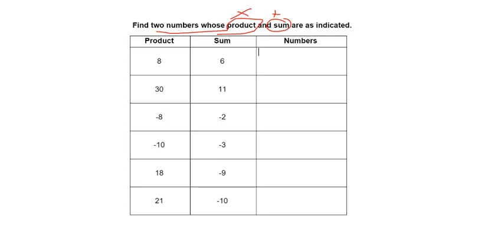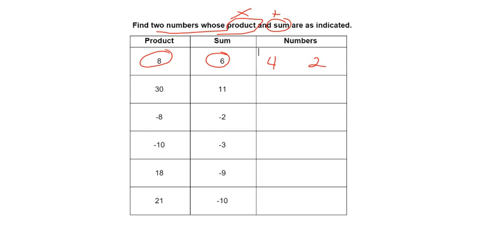So, what two numbers did I multiply together to get 8? And what two numbers, those same two numbers, did I add together to get 6? Something times something gives me 8, but those same two numbers, when I add them together, give me 6. So for this first example, it would be 4 and 2, right? Because 4 times 2 gives me 8, and 4 plus 2, last time I checked, still gives me 6.